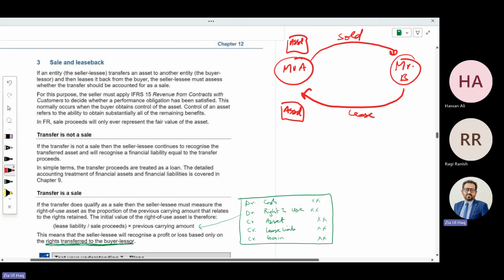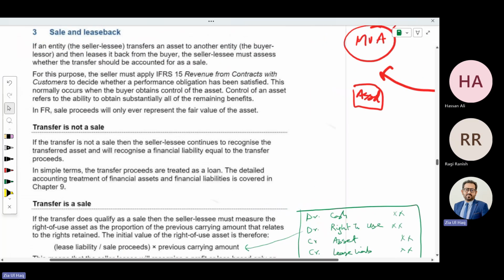Obviously, if he is selling the asset to B, he's generating some profit as well. There will be some gain on sale of the asset. How that gain should be recorded in the financial statements of lessee Mr. A, this we need to learn in this concept. So first see what is sale and leaseback.